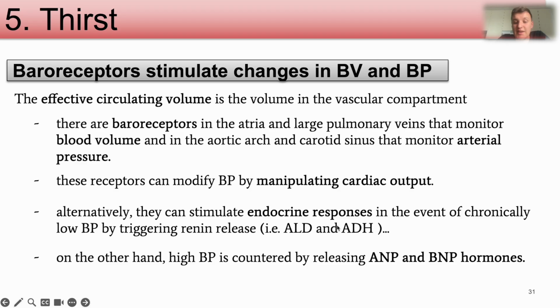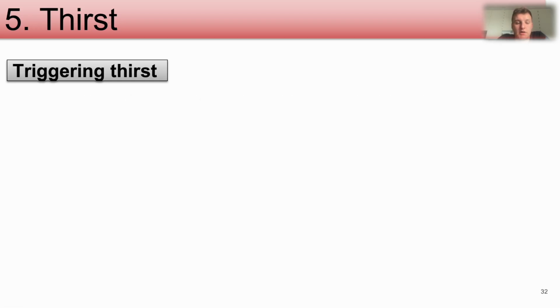Alternatively, they can stimulate endocrine responses in the event of chronically low blood pressure. These will happen by triggering renin release, aldosterone, and antidiuretic hormone, right? On the other hand, high blood pressure is countered by releasing ANP and BNP hormones, okay?